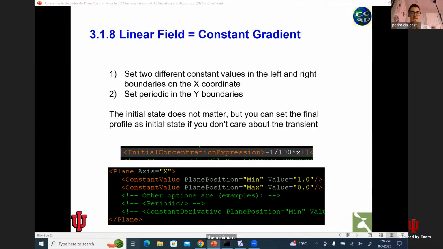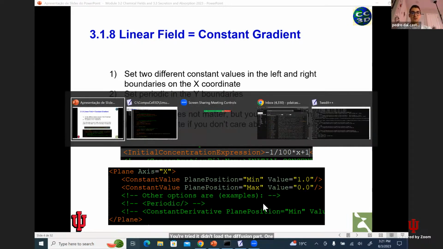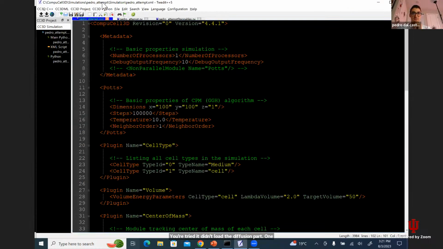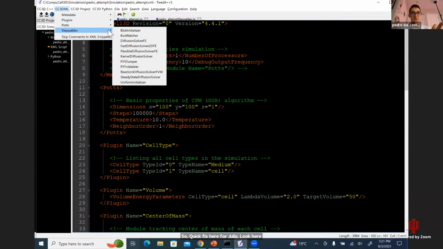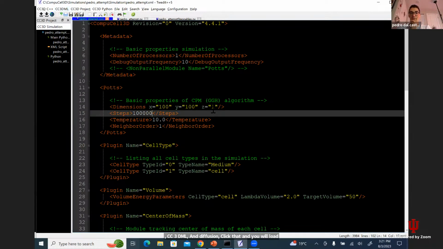Your editor didn't load the diffusion part. One thing you can do is load it yourself. So quick fix here for Julio. Julio, look here. CC3D ML plugins, no, sorry, steppables, and Diffusion Solver FE. Click that, and you will load your diffusion solver.